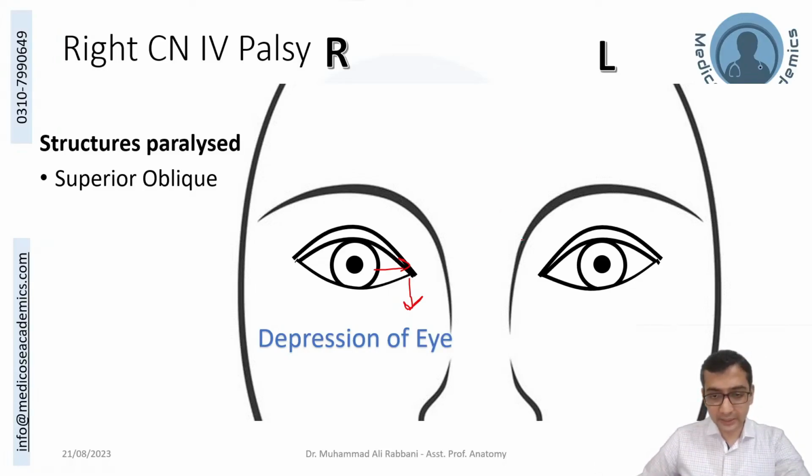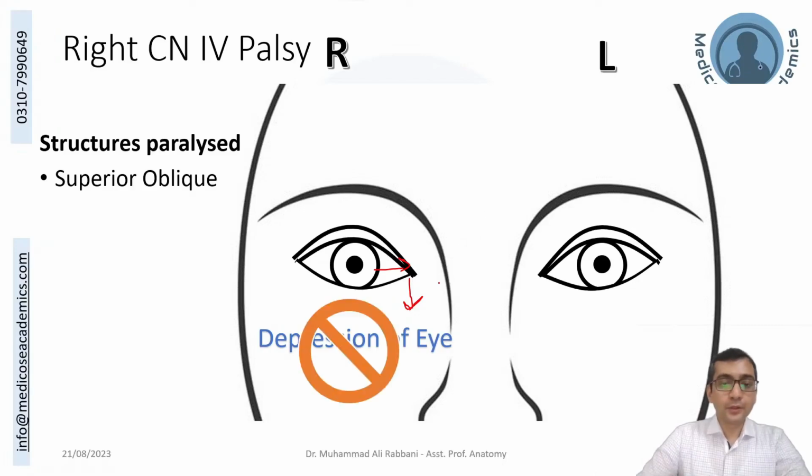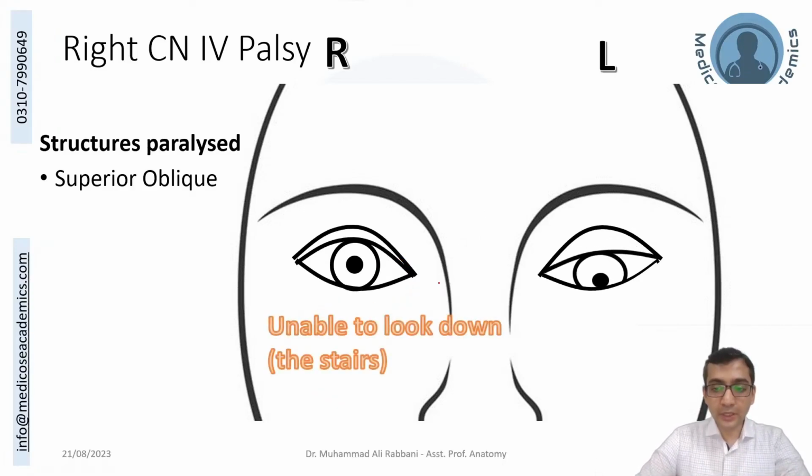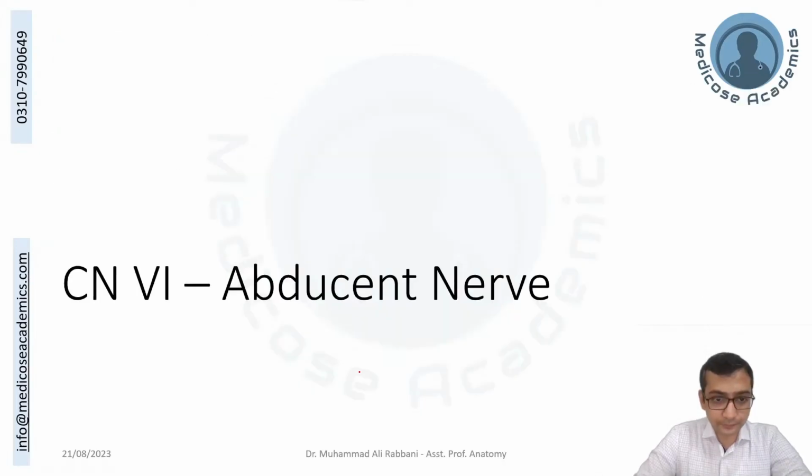So it is moving downwards, so that person cannot look downwards. And when you're moving down the stairs, when you're looking down, that eye lags behind. So again, there is a diplopia. So you will be asked the MCQ that a person having diplopia when he's trying to move down the stairs. So that's the question that is usually asked. So that's the trochlear nerve palsy.